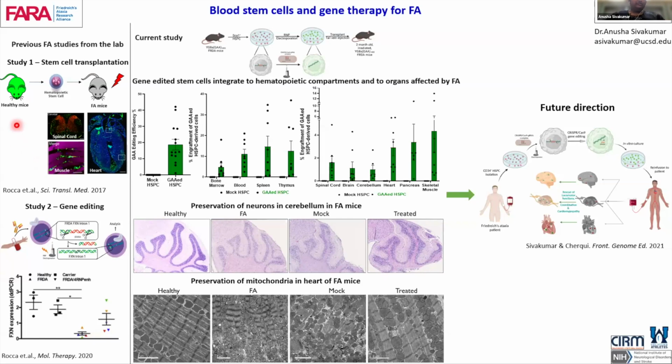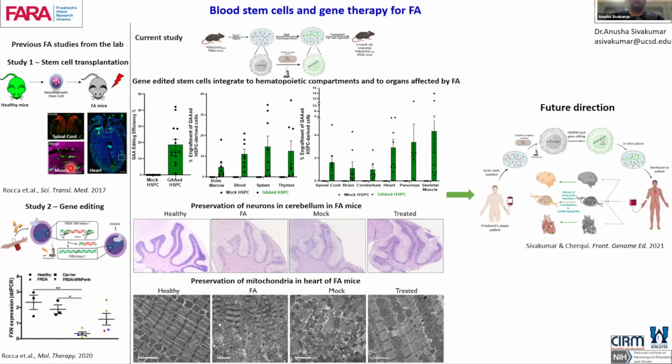So that was our initial study, where we used a fluorescently tagged blood stem cell from a healthy mouse and transplanted it into a Friedreich's ataxia mouse. And what we saw was very surprising: these stem cells had the capacity to go to all of the organs that are affected by Friedreich's ataxia, particularly the spinal cord, the heart, the brain, and the muscle. So all of those organs that have been reported to get affected by Friedreich's ataxia were able to accept these blood-derived stem cells to sit down there.